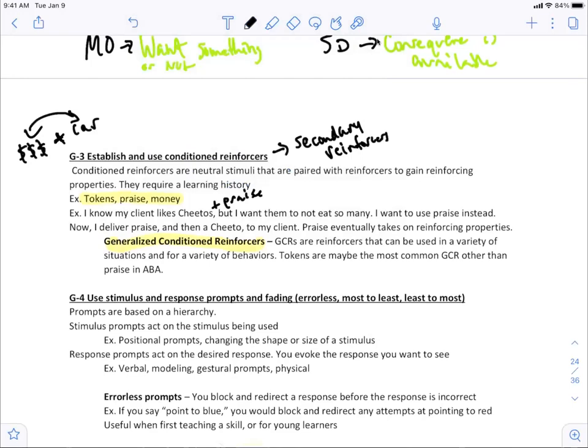What are our primary reinforcers before we move on? Just a quick refresher. Primary reinforcers are unconditioned. That's like food, water, sex, warmth, things we were born needing, no pairing necessary.